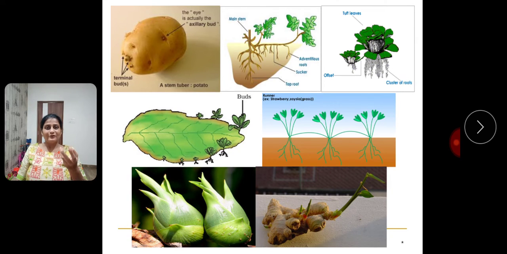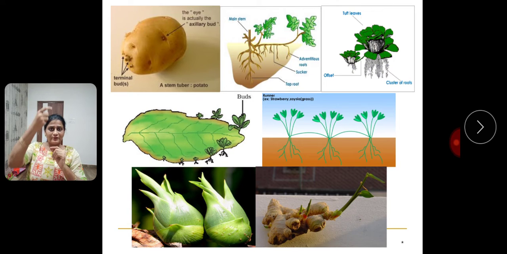Do this, so it is called artificial vegetative propagation. The second artificial vegetative propagation is layering, and in this method roots are artificially induced on the stem branches before they are detached from the parent plant. Okay, very simple, which you have already studied in 10th class.